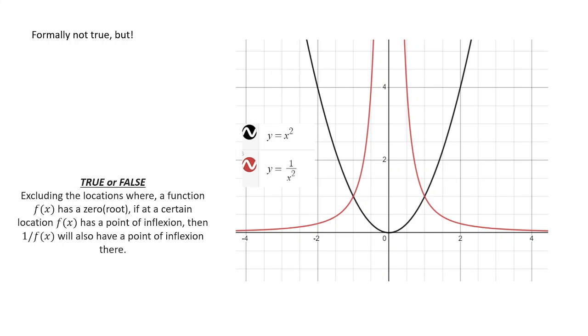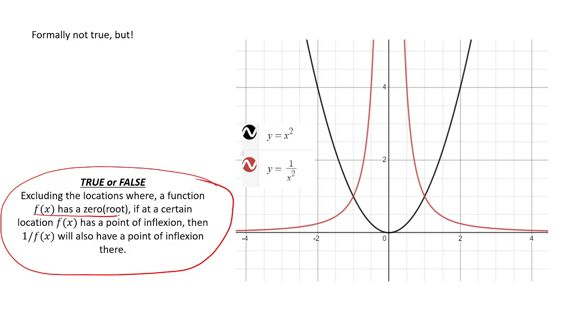Well, another very interesting question is this statement. You have to figure out whether this is true or false. So I am excluding the locations where a function has 0. I am excluding these locations, because of which we had problems here, right? So formally we can't say there is a maxima of the reciprocal function here. So let's exclude those locations and then think about other locations. If at a certain location f(x) has a point of inflection, then 1 by f(x) will also have a point of inflection there.